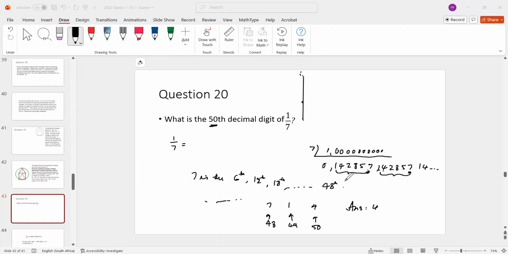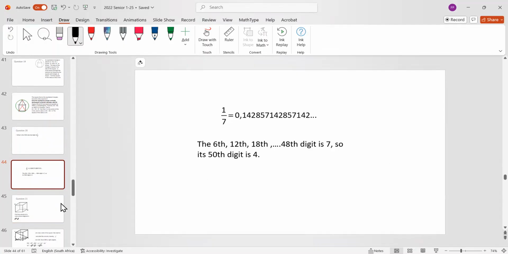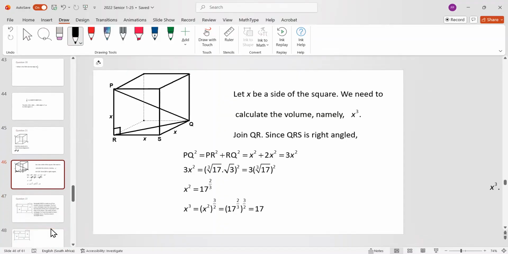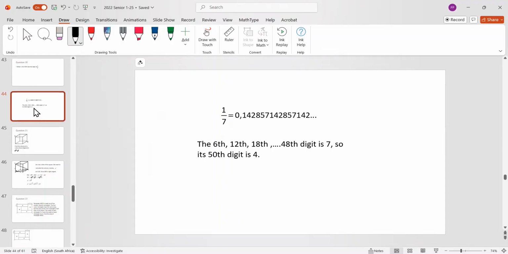Okay, so that's not an extremely difficult problem. So as you can see, the next solution is a very short solution. Okay, now we go on to the next problem. Question 21.